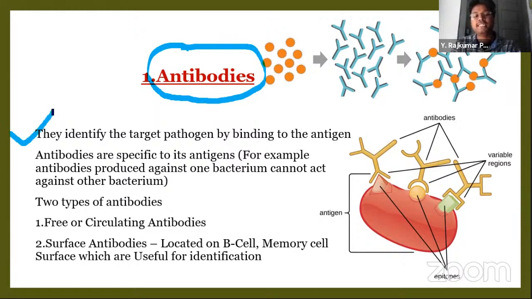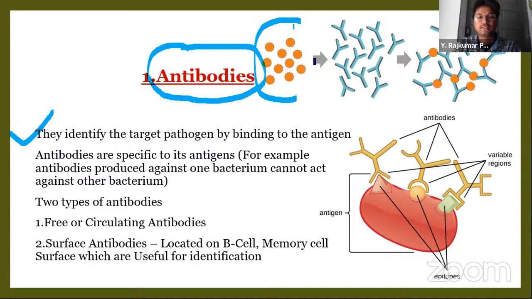What they do is they identify the target pathogen by binding to the antigen. Antigen means here you can take it as a pathogen also. Antibodies are produced by B lymphocytes, and these antibodies, these structures of the antibodies, bind to the pathogen and eventually destroy the pathogen.